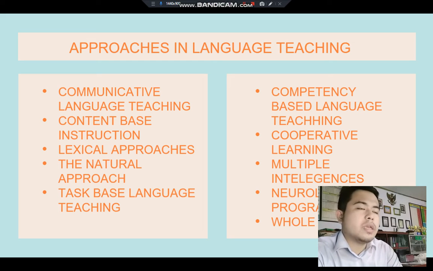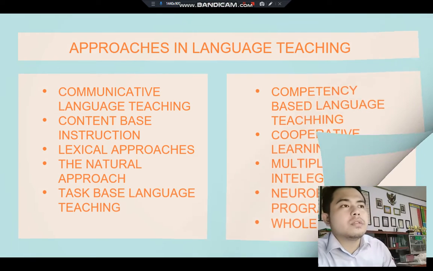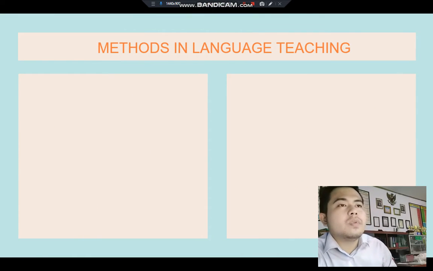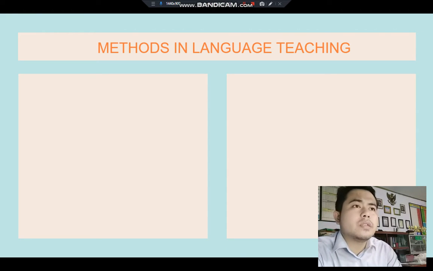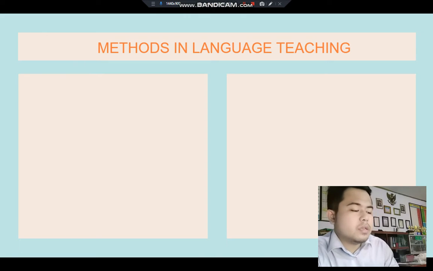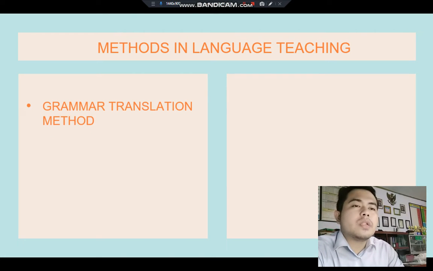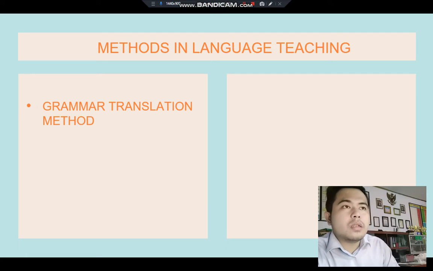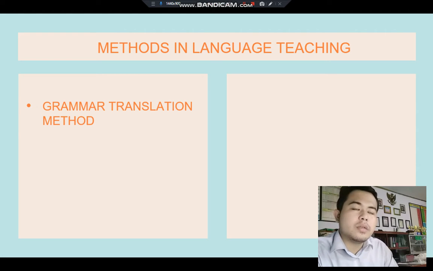Besides the approaches applied in language teaching, there are also several kinds of methods that have been applied for decades, starting from the early 19th century and ending in the 20th century. Like the grammar translation method. This is the first method that was introduced, where language teaching is focused on translating from one word to another word.